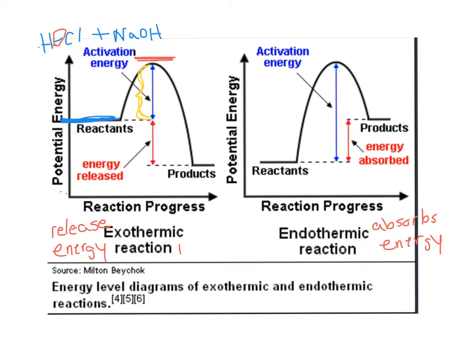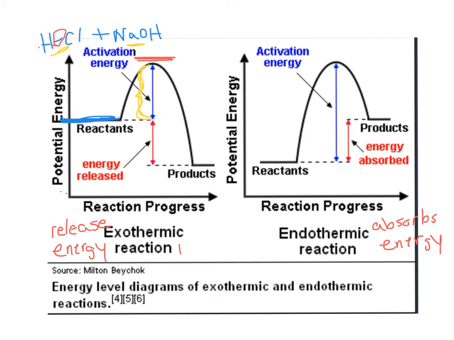Well, the reactants, in our example, hydrochloric acid and sodium hydroxide, are beginning to separate. They need energy to separate from each other. So we have to get that hydrogen off the chlorine and that sodium off the hydroxide in order for them to rearrange themselves and actually have a chemical reaction.